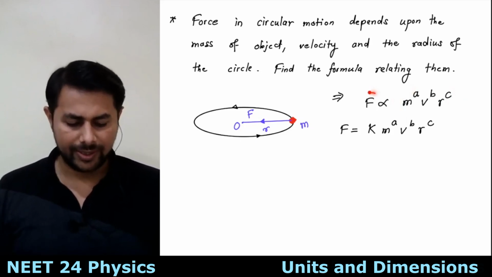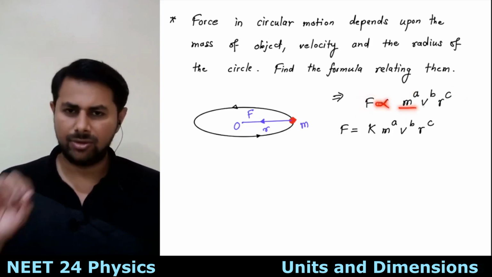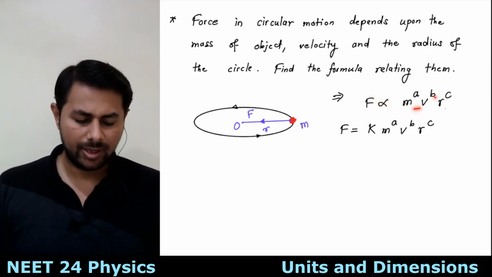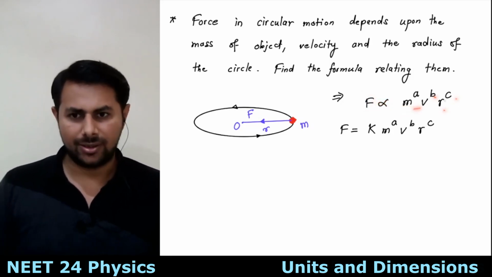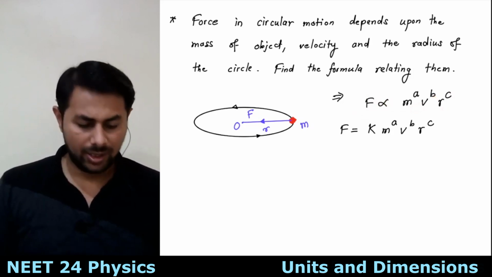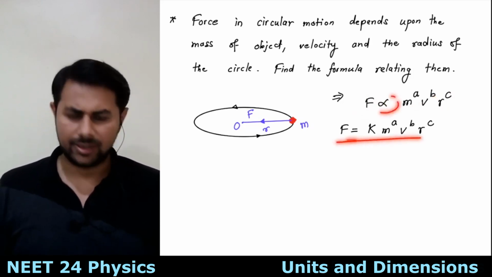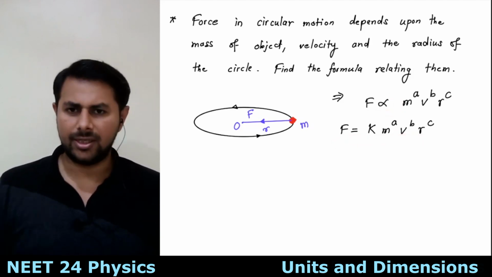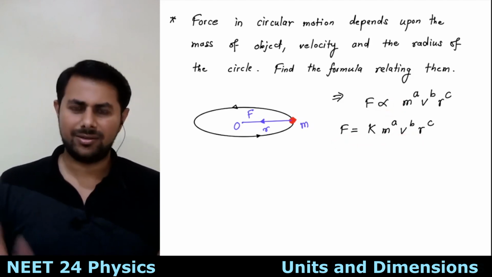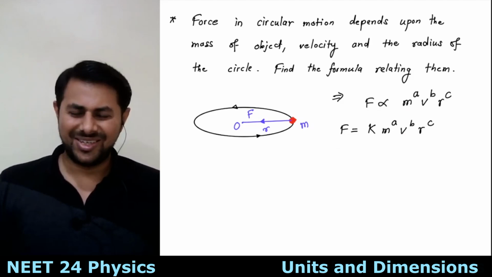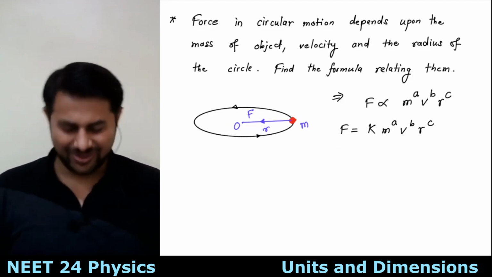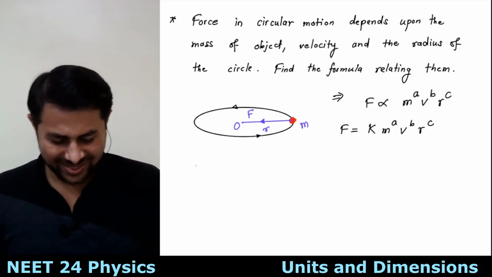It's given. So we don't know what powers of mass, velocity, and radius will come in the formula of force. So that's why we write that force is proportional to mass to the power a, velocity to the power b, and radius to the power c, right? Then you remove the proportionality sign and put an equality sign. Okay, so up to this there is nothing difficult, it is not at all difficult.